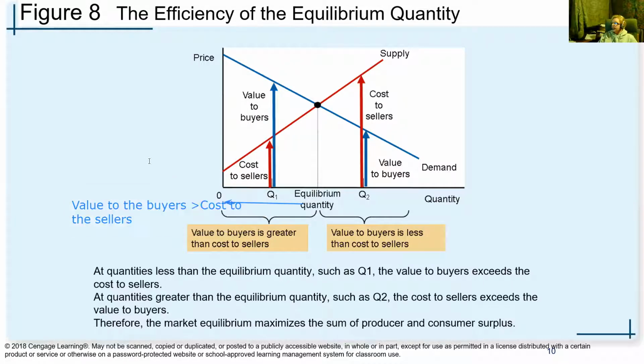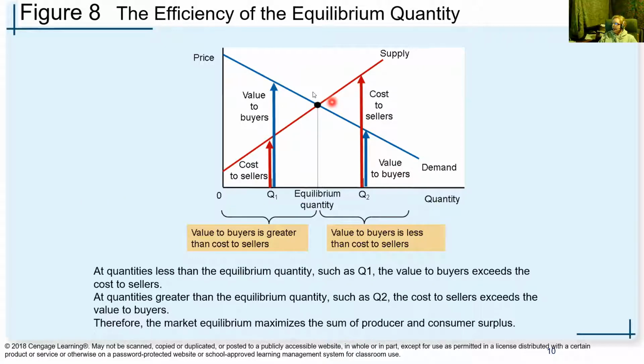Okay, so at any point from zero to equilibrium quantity, the value to the buyers exceeds the cost to the sellers. And you can see that when you look at the red arrow versus the blue arrow. If we were to follow those over, we can see that the blue arrow would touch at a much higher price than where the red arrow would touch. So that's why we say the value to the buyers exceeds the cost to the sellers.